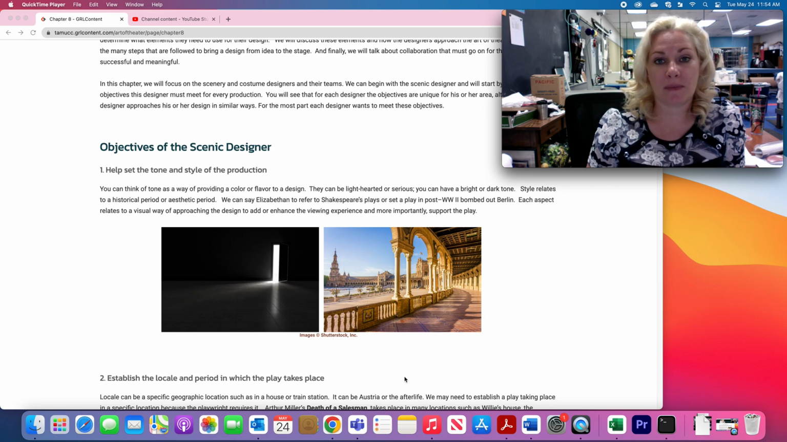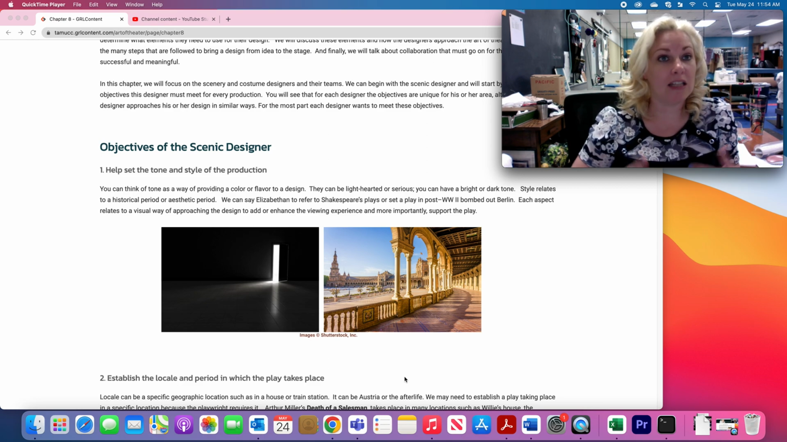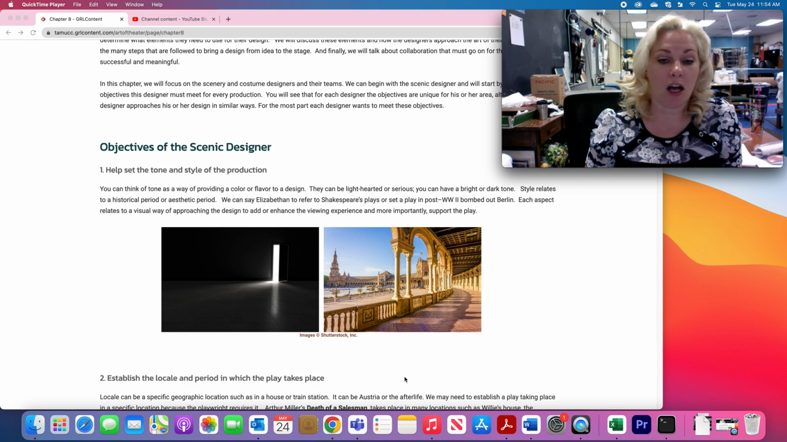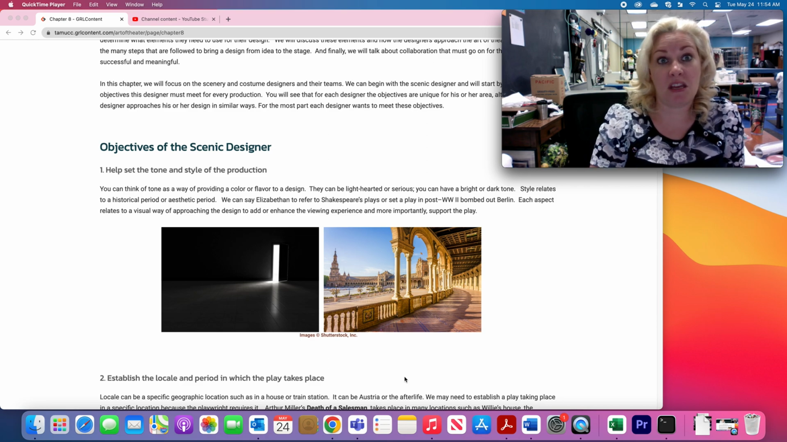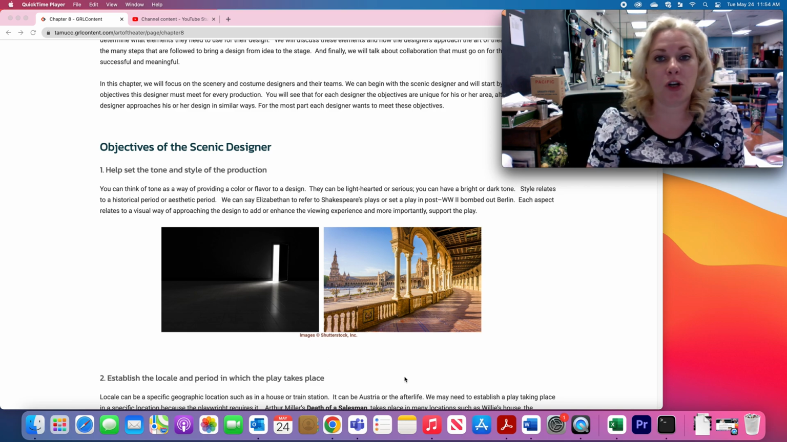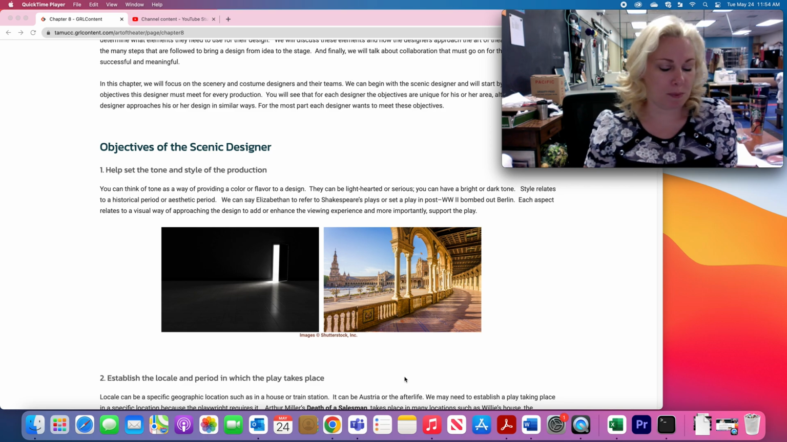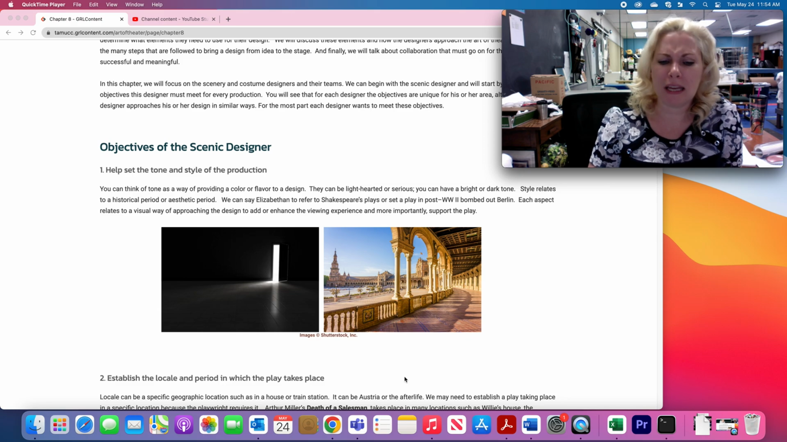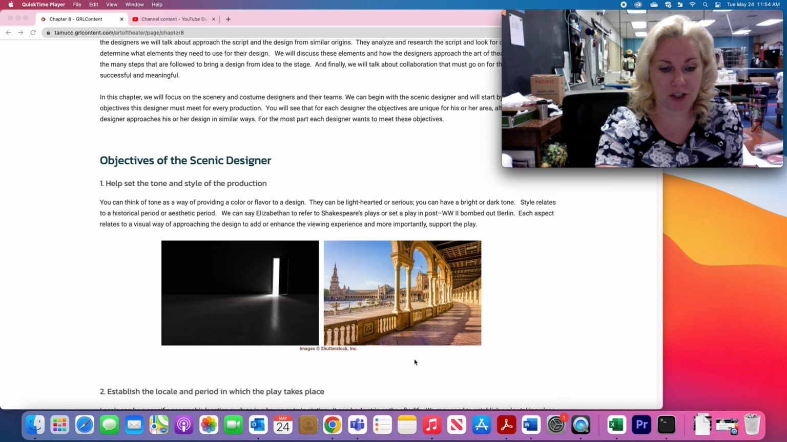So if you've got something that's silly, like SpongeBob the musical, this is going to be very light, lots of bright colors, exciting, kind of kid focused. Whereas if you have something that takes place maybe in the afterlife, something that deals heavily with death, you're going to have a very different tone compared to SpongeBob, I would think. So you've got to think about that tone and the style that you want for your production.